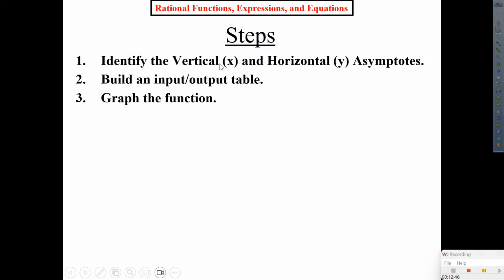From there, the steps that we follow for graphing. The first step is to identify the vertical and horizontal asymptotes. Do we know how to do that? Yes. We build an input-output table once we have our asymptotes, and then we graph the function.